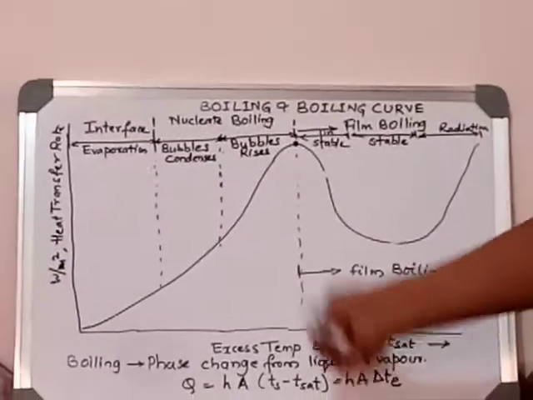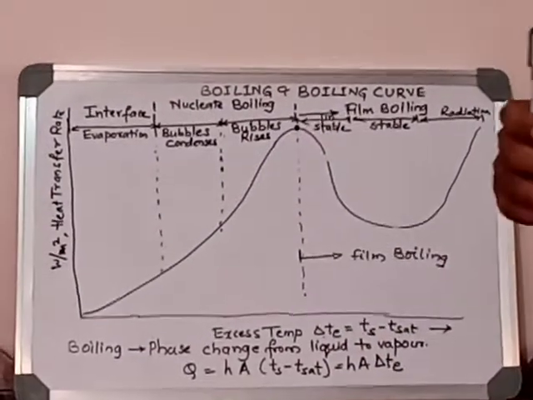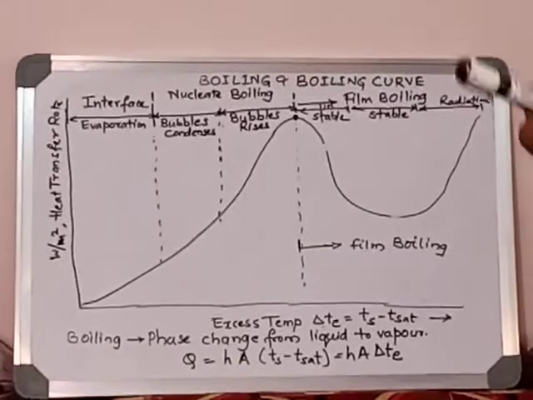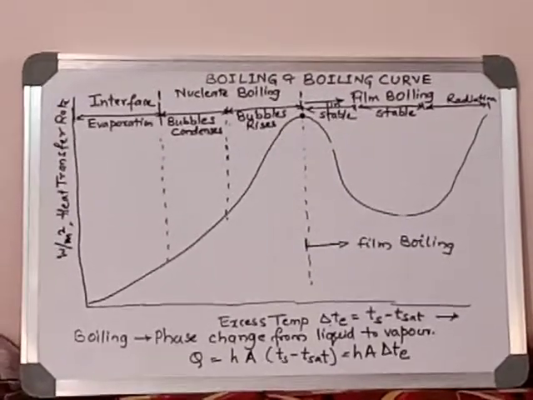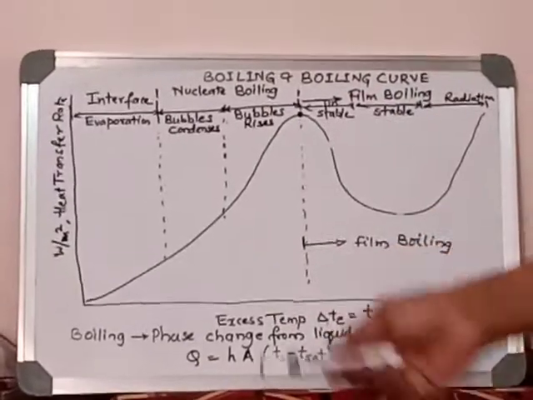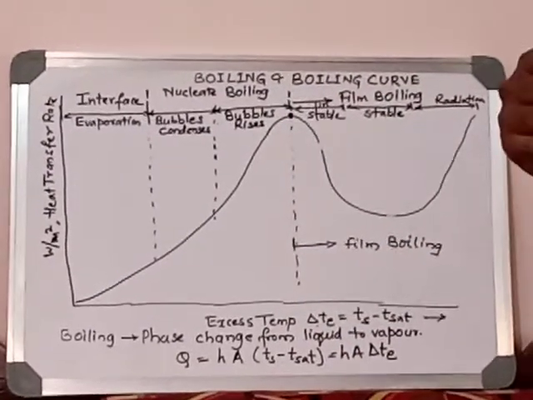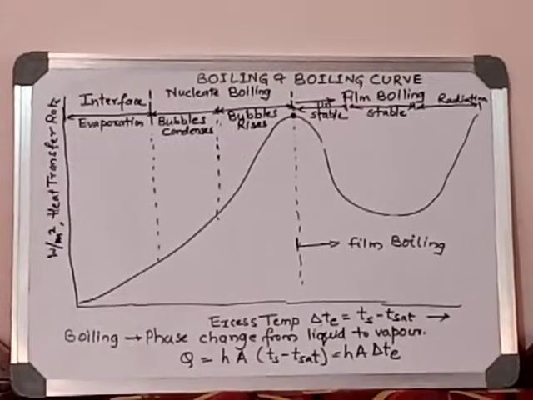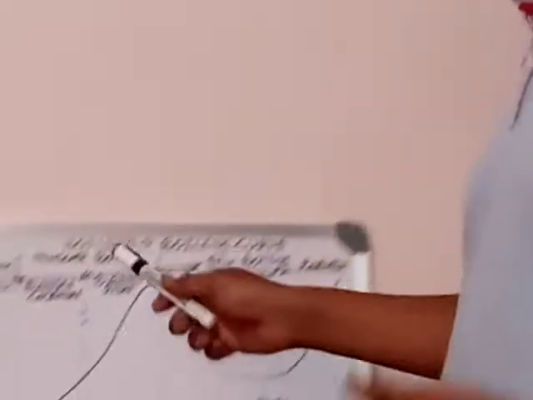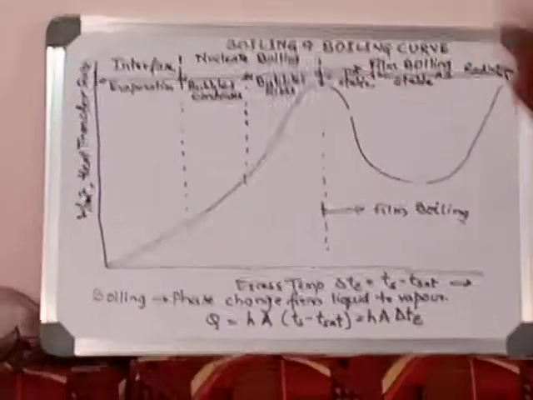Then Ts minus Tsat. Ts means surface temperature. What is the surface we are providing for boiling? That temperature is called Ts, the surface temperature. S stands for surface. Tsat means saturation temperature. So for the excess temperature, more than the saturation temperature of any particular liquid at a particular pressure, we have to supply more heat or a higher temperature. That is called the basic boiling process.